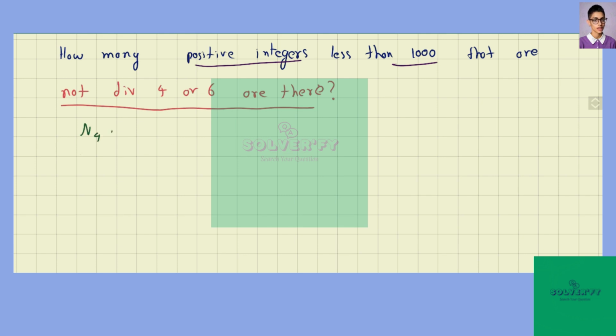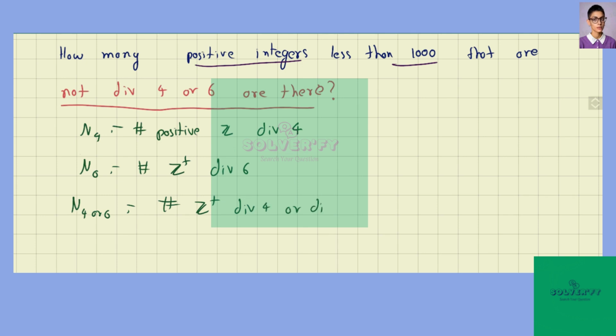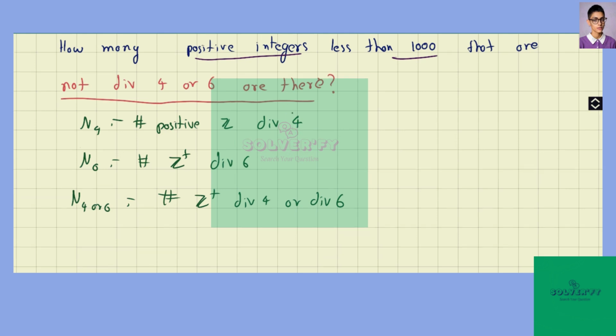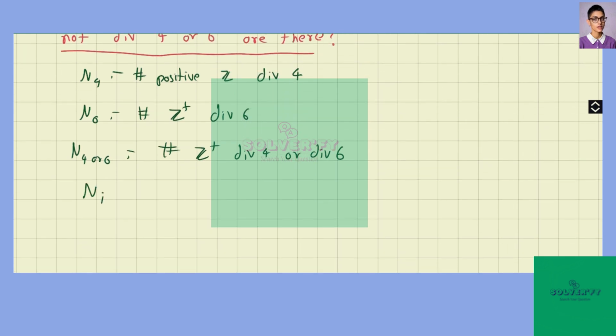First, n sub 4 is going to be the number of positive integers divisible by 4. N sub 6 is going to be the number of positive integers, which I denote with the Z and the plus sign, that are divisible by 6. And n sub 4 or 6 is the number of positive integers that are divisible by 4 or divisible by 6. One last notation that we need for this exercise is 4 and 6. This is just the number of positive integers that are divisible by 4 and divisible by 6.